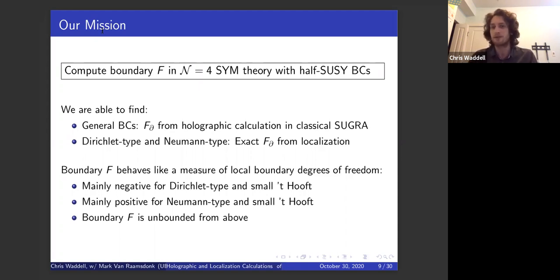We see that in particular for small 't Hooft coupling, the Dirichlet type boundary conditions lead to predominantly negative values for boundary F. This has a natural interpretation, as this boundary condition corresponds somehow to giving some position dependent mass terms, which are eating up degrees of freedom close to the boundary. Whereas for Neumann type boundary conditions, we find that boundary F is predominantly positive, which again matches our intuition that these boundary conditions somehow correspond to coupling in extra degrees of freedom at the boundary. And we also find that boundary F is unbounded from above, which agrees with the idea that we should be able to couple in arbitrarily many boundary degrees of freedom.